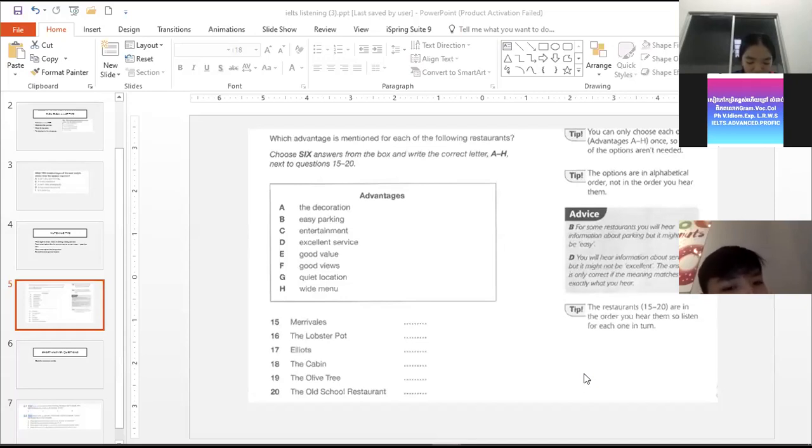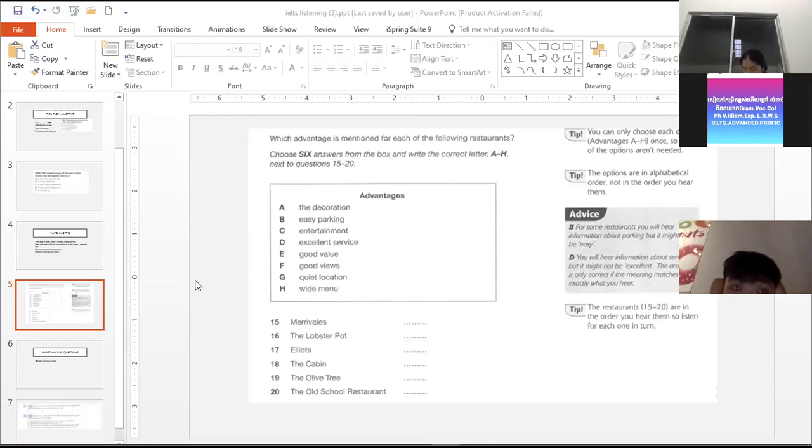What is the answer of the cabin? Number 18. G. Quiet location. Very good. He said something about peaceful. He didn't use the exact word in the question, but he said peaceful. So it's G. Number 19. C, entertainment. You might have heard the words music and dancing. So it's C. Last one, A. The easiest one, really good one. Large garden, blah, blah.